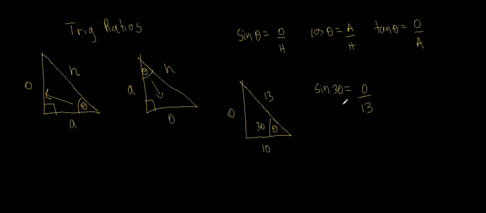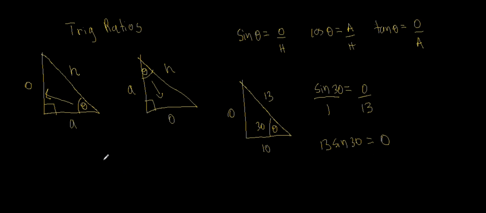So we cross multiply. Now we will get 13 sine 30 is equal to the length of the opposite. You plug this in your calculator and you will get your answer.